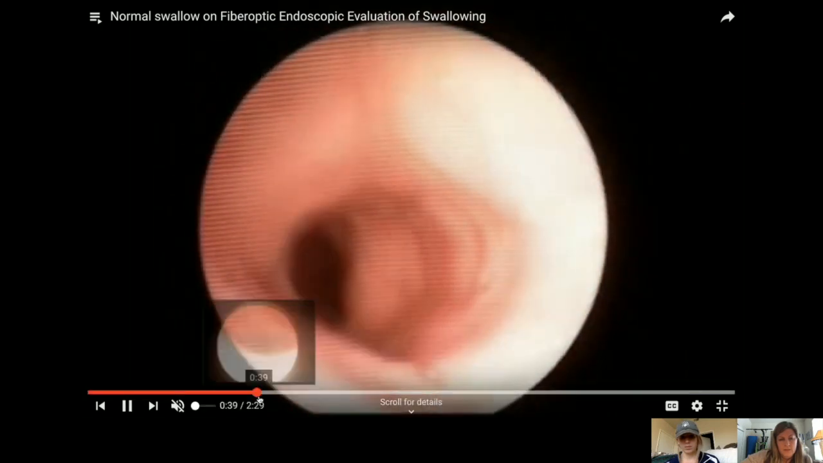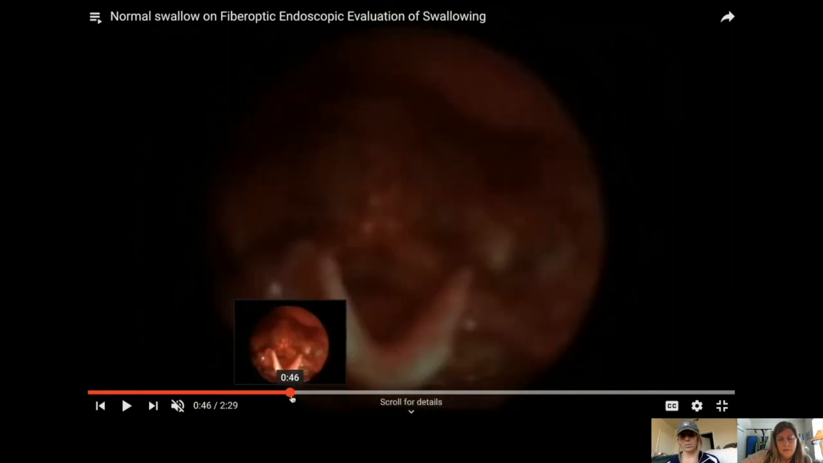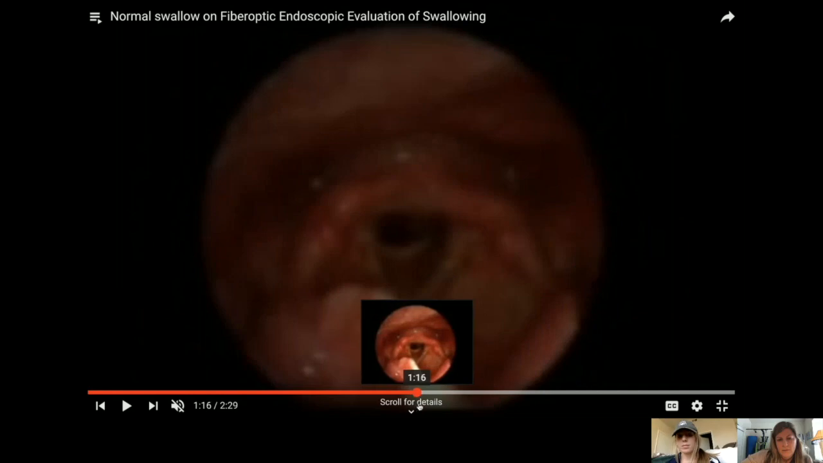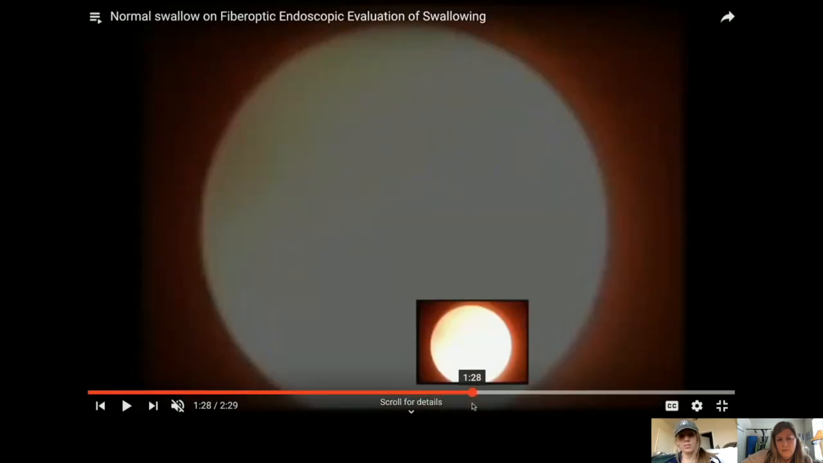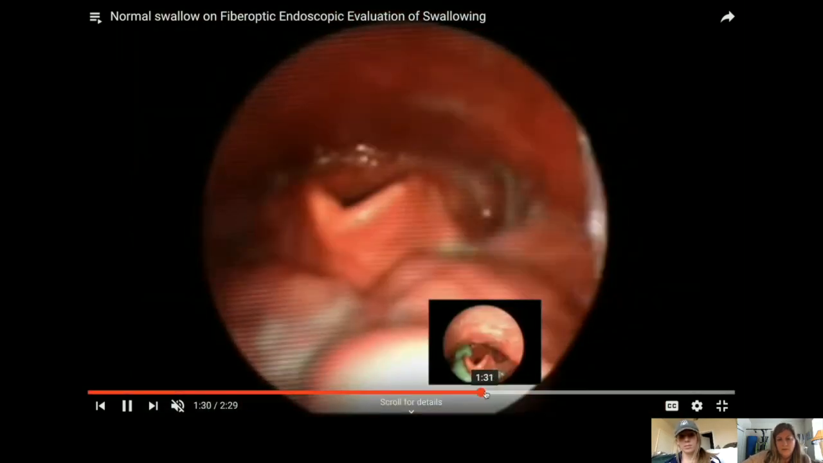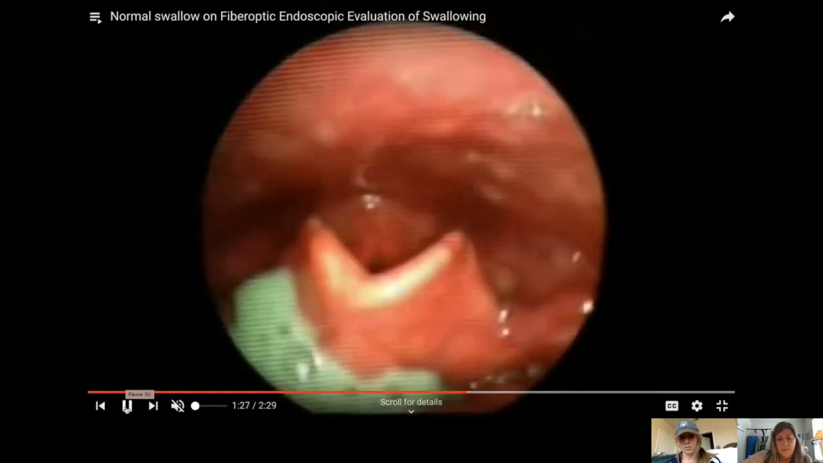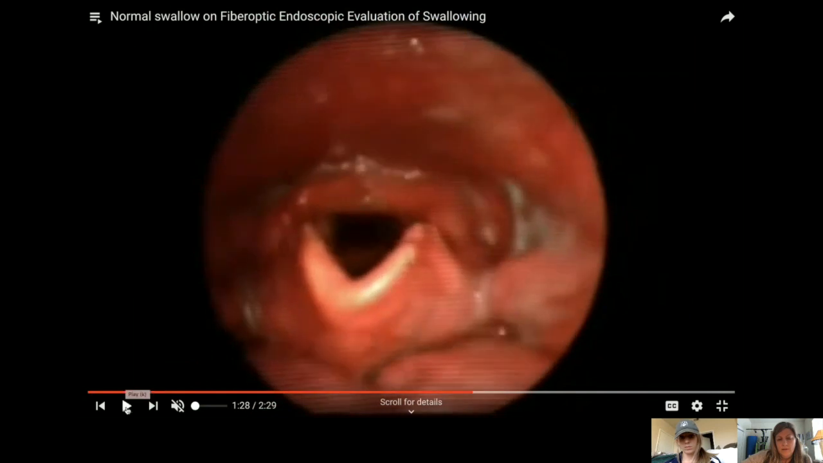All right, so let's go ahead and move up here so we can actually see you swallow a little bit. Okay. I'll look for another. There's a swallow right there. All right, so let's go right before that. So right here, we're going to see you swallow some green liquid. Let's see what happens. Okay. So you saw it flash white where you swallowed. And now you can see over here, you have a little bit of residue in those piriform sinuses. And that's normal. The next time you swallow, it will just go down your esophagus.